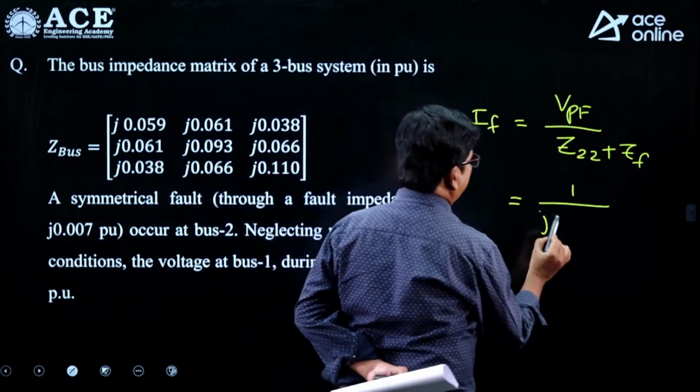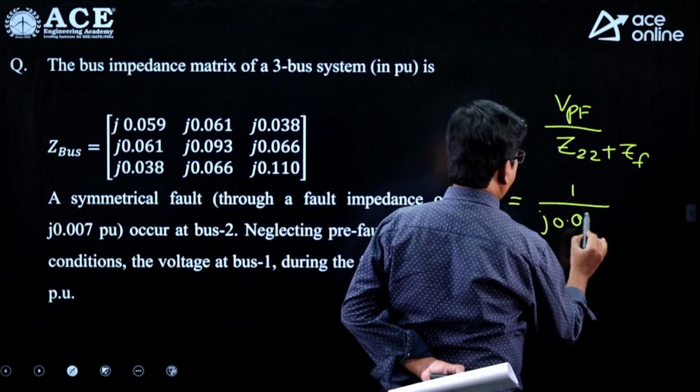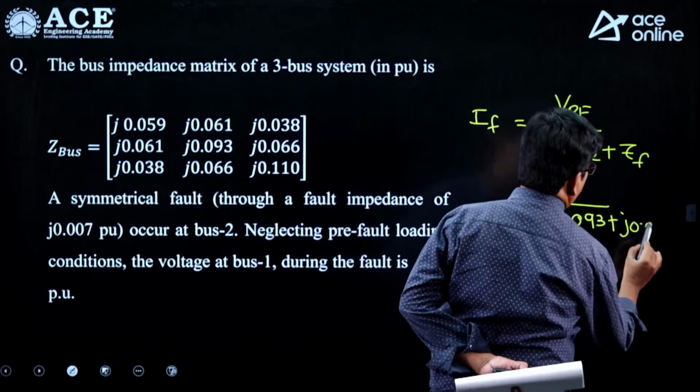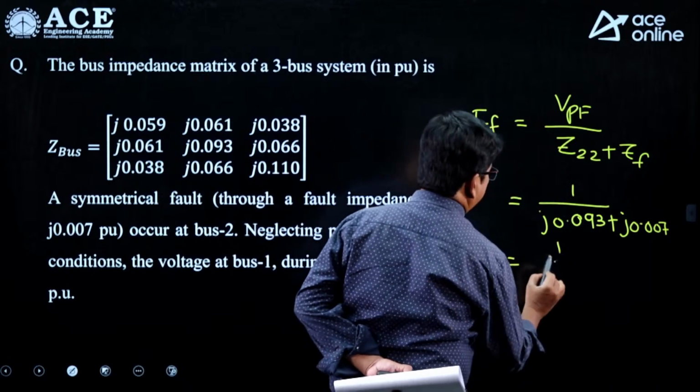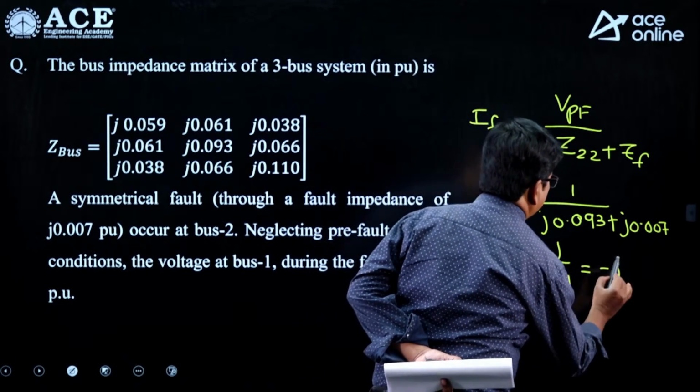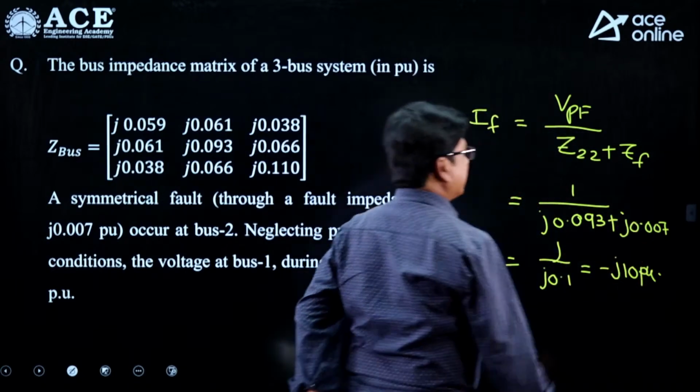J 0.093 plus fault impedance J 0.007, it will be J 0.1. So the fault current is 1 by J 0.1, which is minus J10 per unit. That is the fault current.